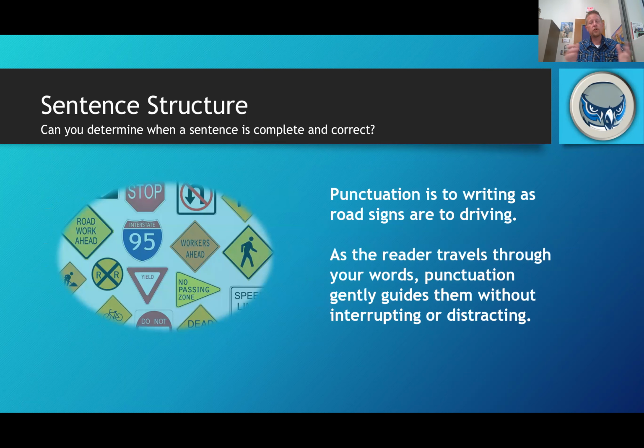Remember, punctuation is just a matter of road signs. Good punctuation barely blends into the background, and you sort of obey the rules as you go without it being in your face. So good punctuation and good writing involves guiding the reader through the journey that is your sentence.